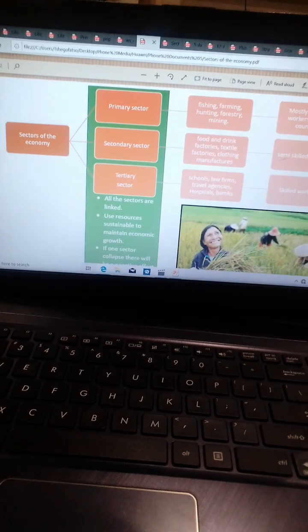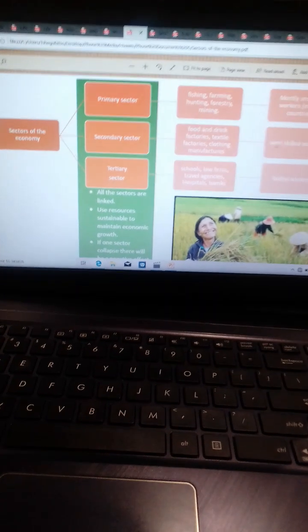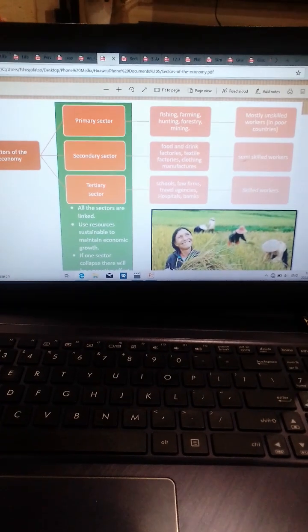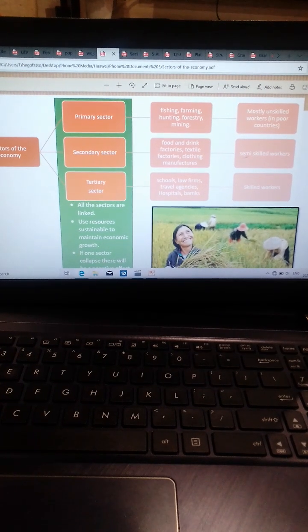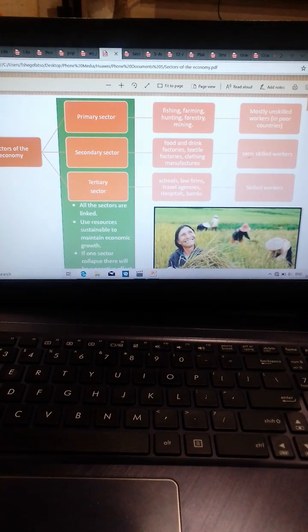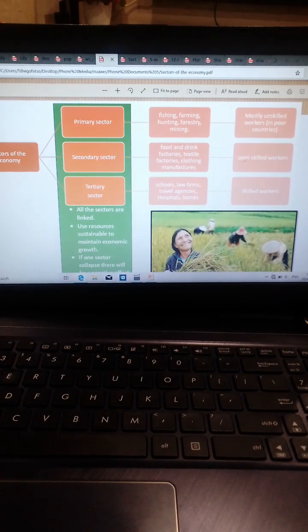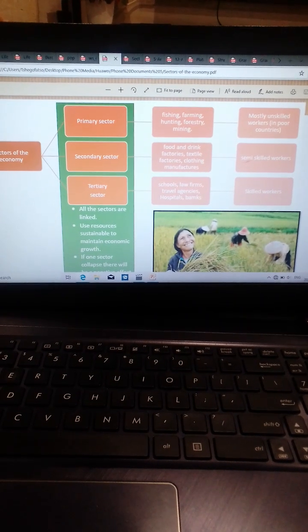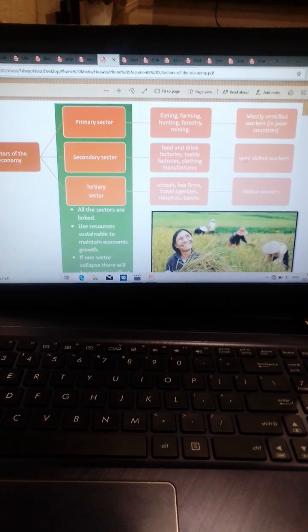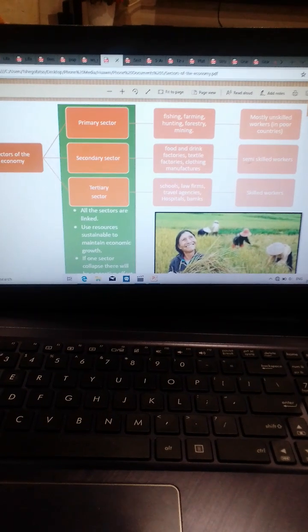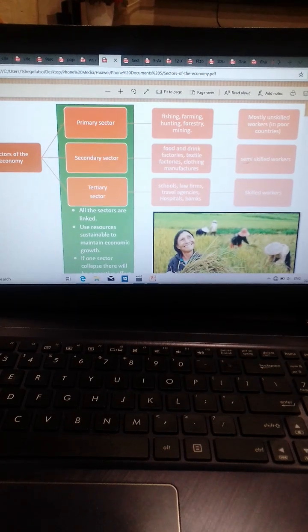Now, please note that, as I said, we have the primary sector, secondary sector, as well as the tertiary sector, right? So examples of businesses in the primary sector are fishing, farming, hunting, forestry, as well as mining. It is important to note that the primary sector is comprised of mostly unskilled workers, such as those in poor countries.